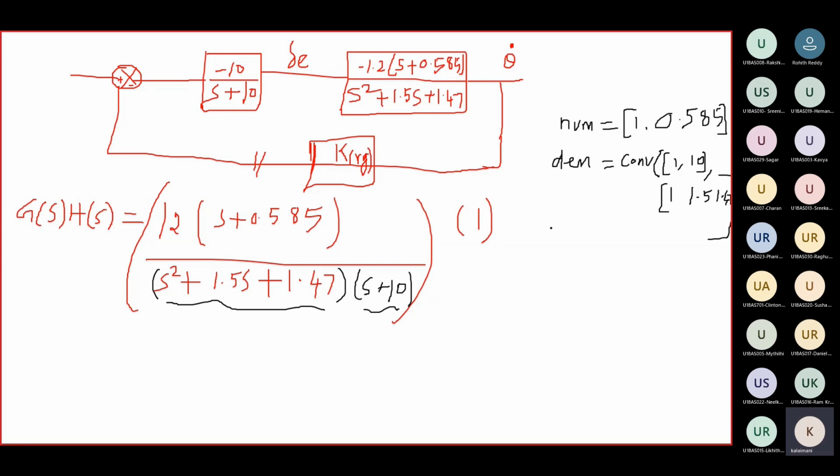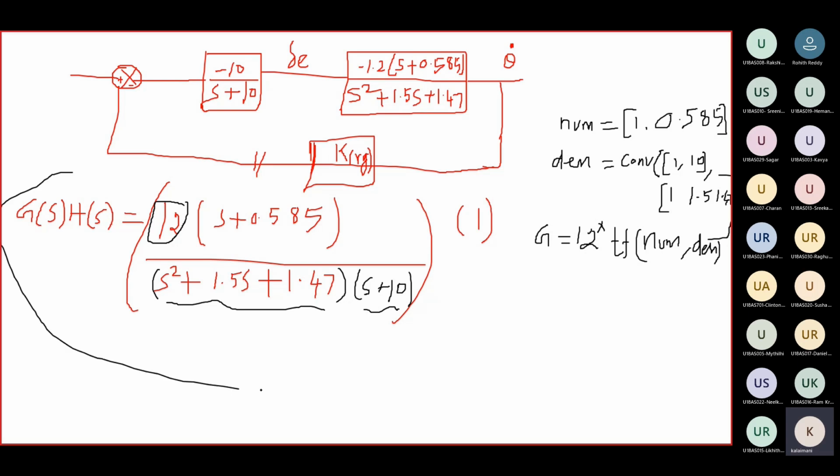Okay, then if you define g, G is equal to your transfer function. Here also the multiple of 12. Therefore, use 12 times TF, the transfer function of your numerator comma denominator. Now I will get this entire transfer function.